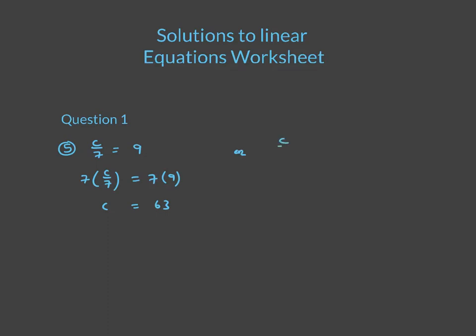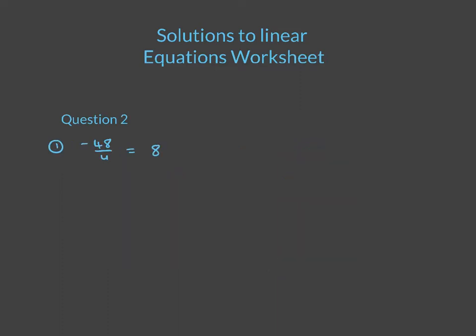Or, if we got the denominators the same, C over 7 is equal to 9 over 1. So you want to have that one denominator also to be 7. So multiply the top by 7 as well. So C over 7 is equal to 63 over 7. Therefore, C is equal to 63.